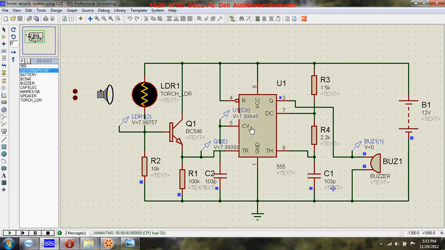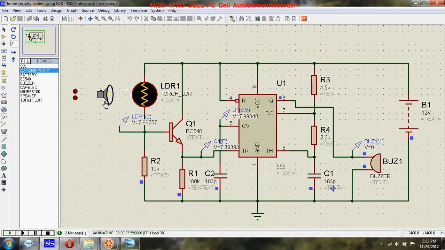Here you can see the trigger input and this control voltage are nearly equal. This control voltage is 7.99 volts, and this trigger input is 7.39 volts. So here you can see a low or zero on this pin number 3, and this pin number 3 is connected to a buzzer.